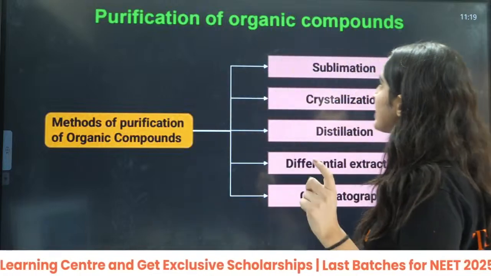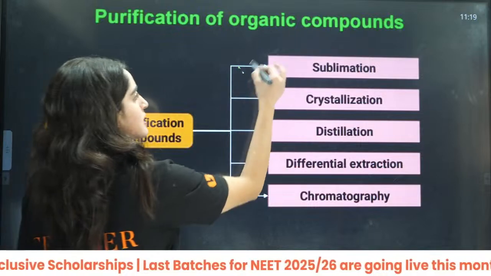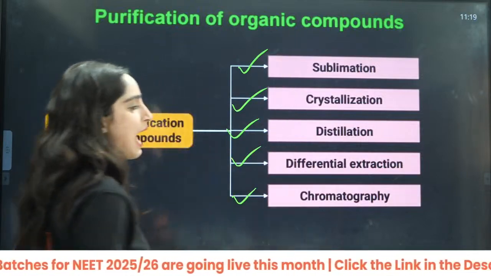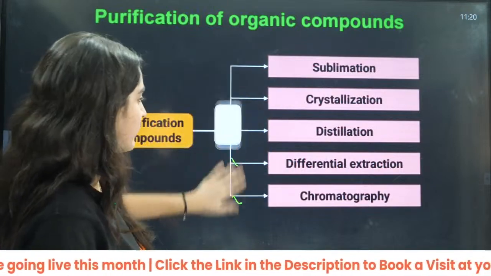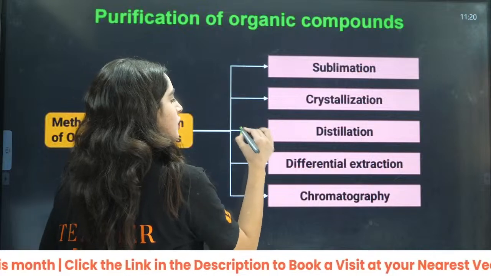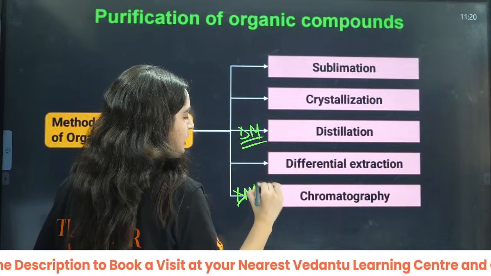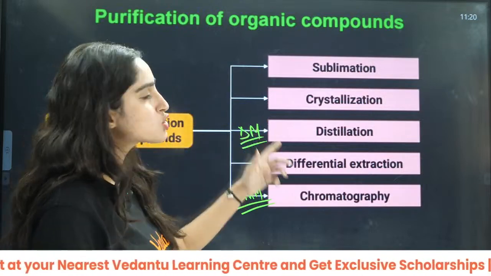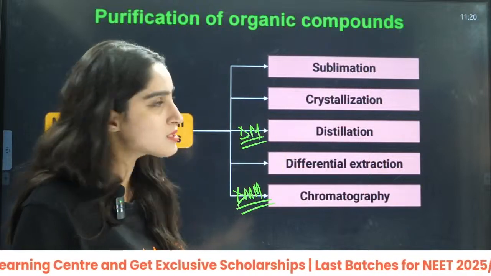So the first method, wait, yeah, this is the table. So methods are sublimation, crystallization, distillation, differential extraction, and chromatography. Out of this, the most important is distillation, very important. Then chromatography, very important, right? So these two are very important purification methods in your syllabus, right?